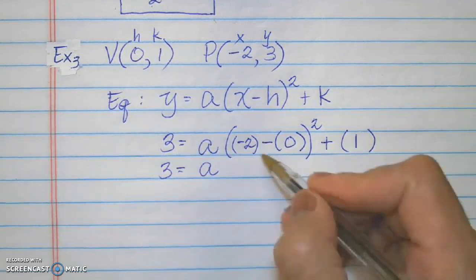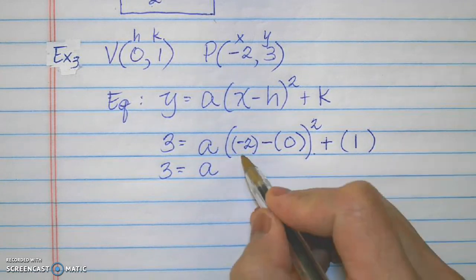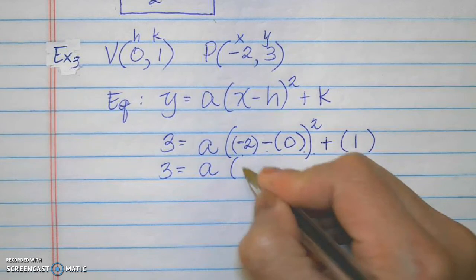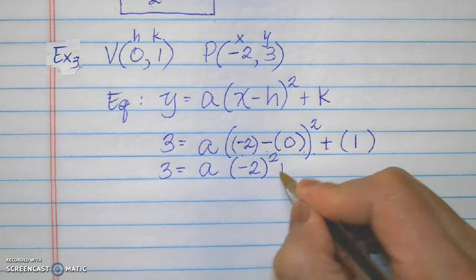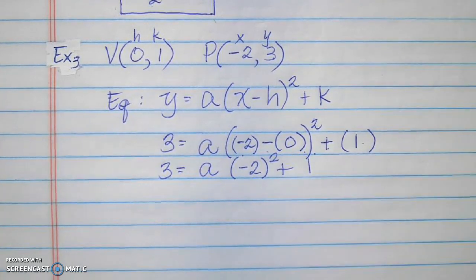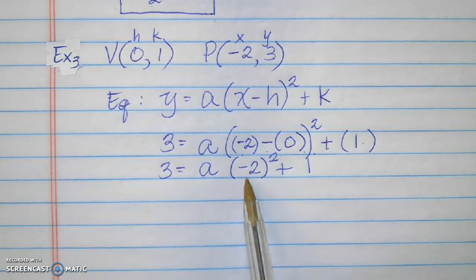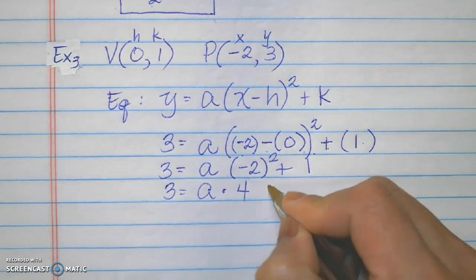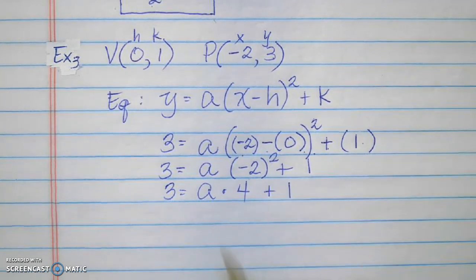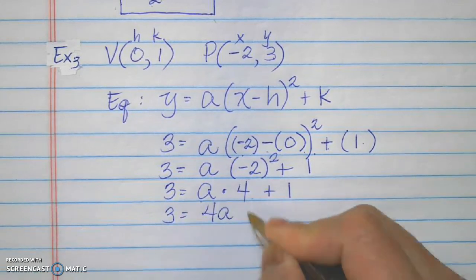Order of operations states that you do the parentheses first. In this case, it is -2 minus 0, which is -2. Square it, copy the squared, and then copy the plus, copy the 1. Order of operations states that you will have to do after the parentheses, the exponent. So -2 times itself is +4, plus a 1. This is the first thing that you will do. So you will have 4a plus 1.